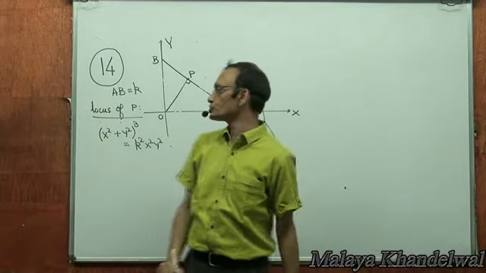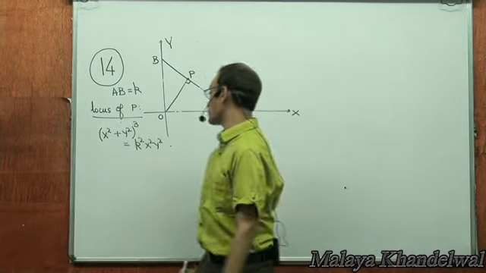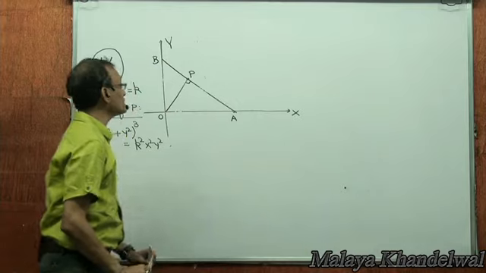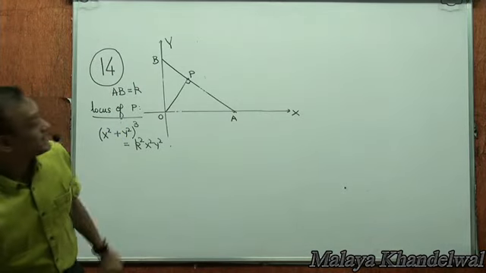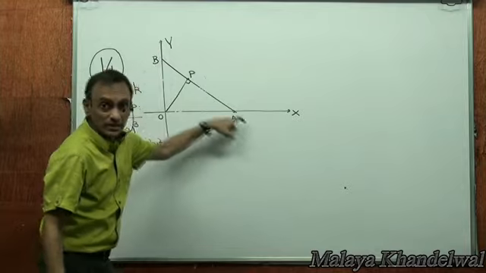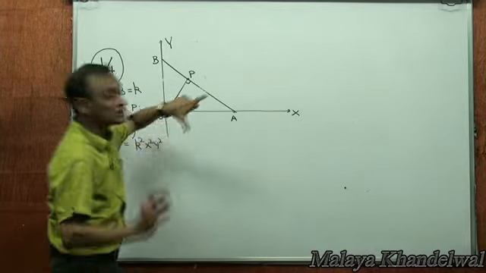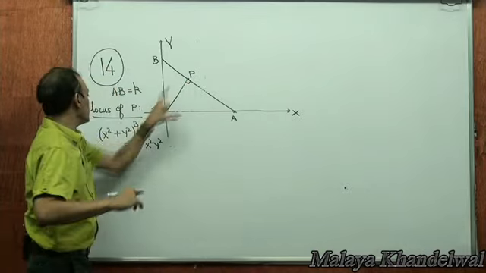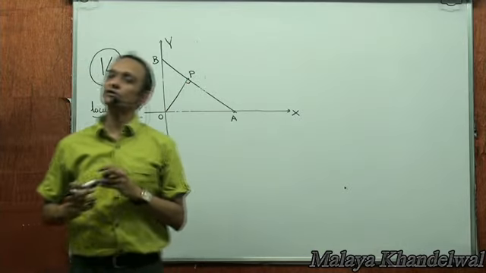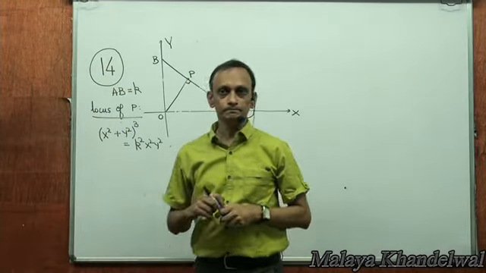Locus of P we want to show is x squared plus y squared whole cubed equals k squared into x squared y squared, given that AB is of constant length. While AB slides, P assumes a trajectory. The locus of the trajectory of P is this. This is what we want to establish, right?